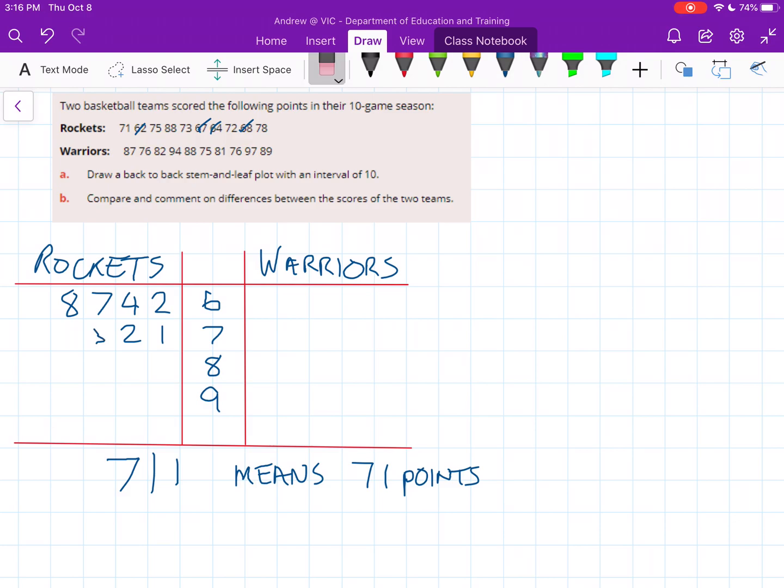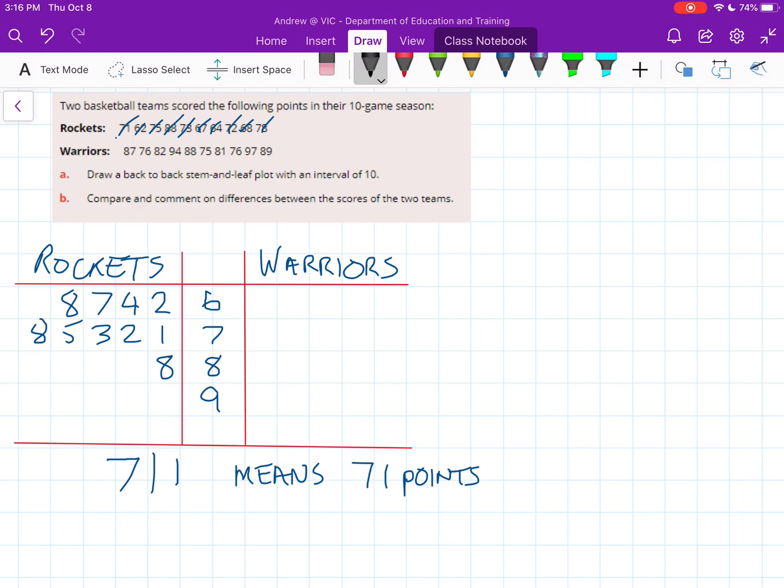And then in our 70s we've got 71, 72, 73. Oh, that's a pretty bad 3 there. Let's do that one again. 73, 75 and 78. I'm doing this a little bit quicker because I've already done the question, but just make sure that you are crossing out each one. 73, 72, 78, and then we're just left with 88 there. Okay, and that's all of the Rockets' data complete.